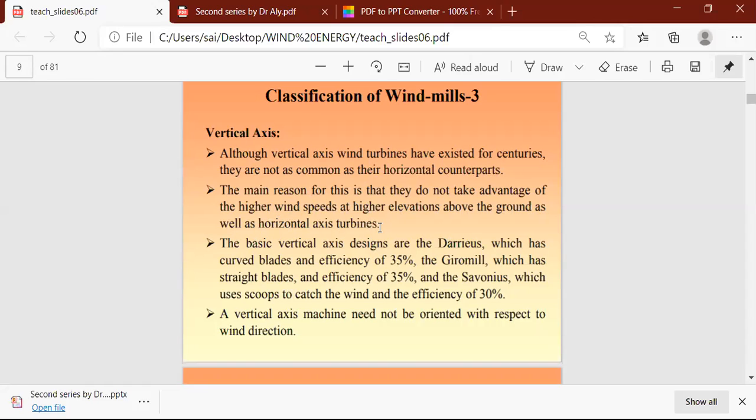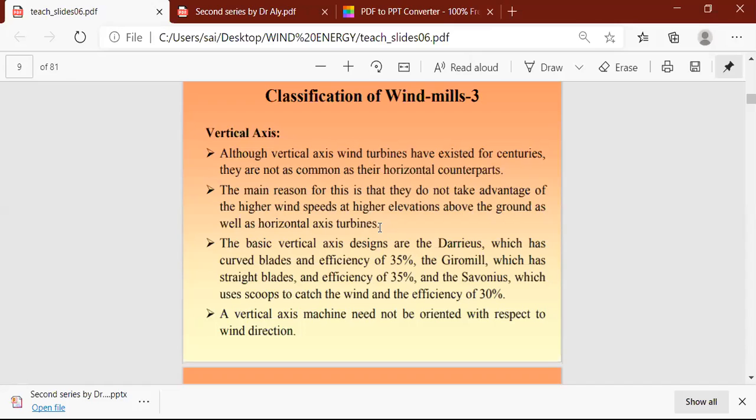Means in a horizontal axis wind turbine we can mount a very high tower and then we can mount a blade over it, but in the case of a vertical axis wind turbine the height of that tower is very low, and the advantage of high wind speed at high elevation is not possible. So due to this disadvantage, it is not generally used in a commercial manner.